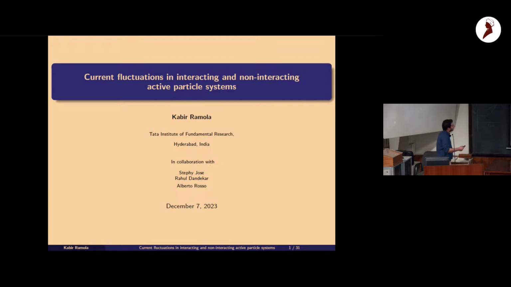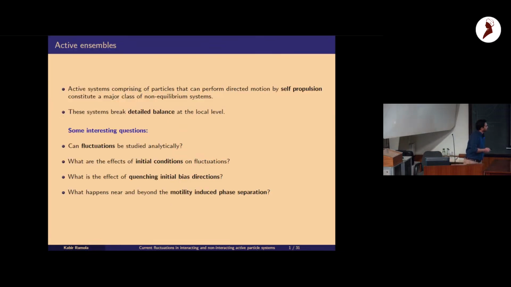So today I'm going to talk about a question that has emerged in the last few years on current fluctuations in interacting and non-interacting active particle systems. This work has been done in collaboration with the graduate student Steffi Joes, who did most of the calculations, Rahul Dandekar, who was a postdoc in Saclay, and Alberto Rosso, who is here in the audience, as well as LPTMS. Active systems have become quite important in the last few years. They are systems that can perform directed motion by self-propulsion, and they are a major class of non-equilibrium systems being investigated today, mainly because they break detailed balance at the local level, and because of that you can create many interesting non-equilibrium phases using these active particles.